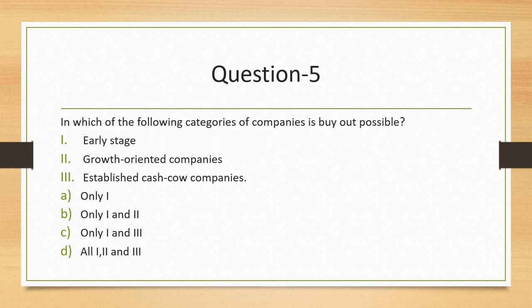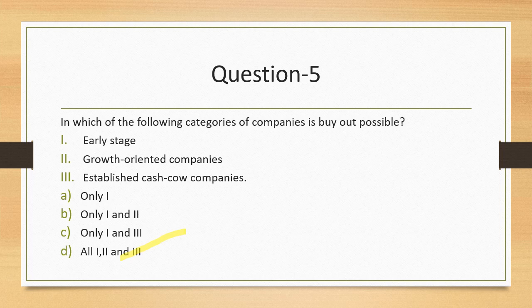Which of the following categories of companies is buyout possible? Can the buyout be done only in established cash flow companies, growth oriented companies, or early stage companies, or can it be done in only selected companies, say early stage and established cash cow? Well, that's not correct. It can actually be done in all the three. So here the answer is 1, 2 and 3.